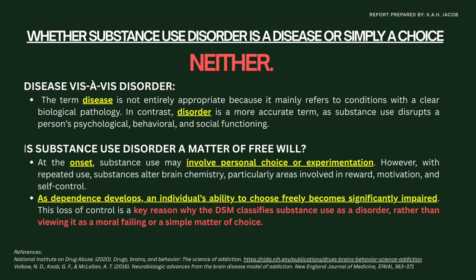That's why if you're going to check what is indicated in the slide, it says that as dependence develops, an individual's ability to choose freely becomes significantly impaired. This loss of control is a key reason why DSM classifies substance use as a disorder rather than viewing it as a moral failing or simply a matter of choice.